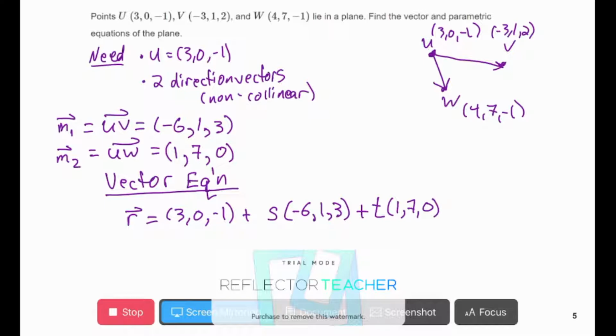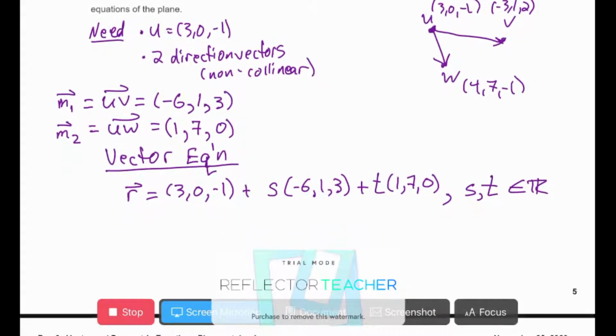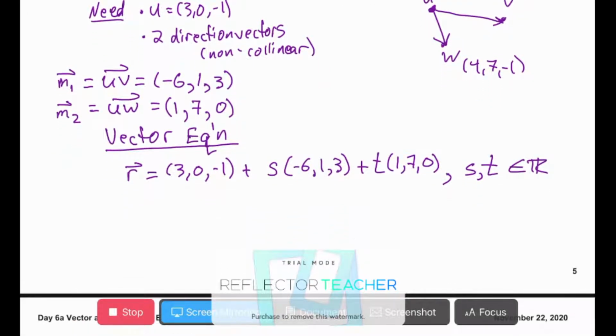And remember, this is just a vector equation, not the vector equation. I could have switched these up. I could have defined a different direction vector. I could have labeled my parameters as any letter, A and B. We just use S and T as common notation. So this is one way of representing this plane. Also, don't forget to define our parameters and state that s and t are elements of the reals. Next, we're going to find our parametric equations.